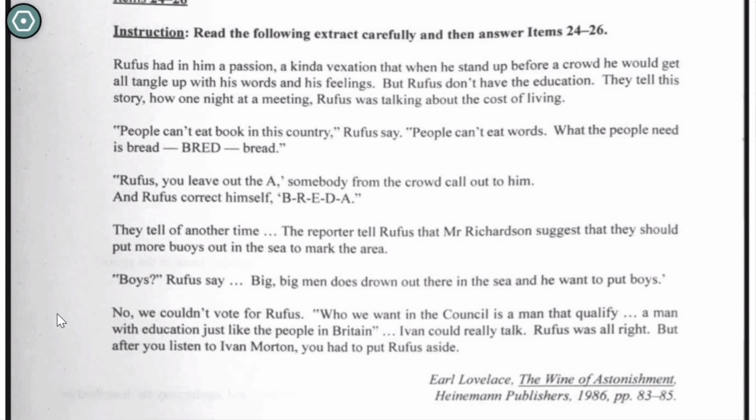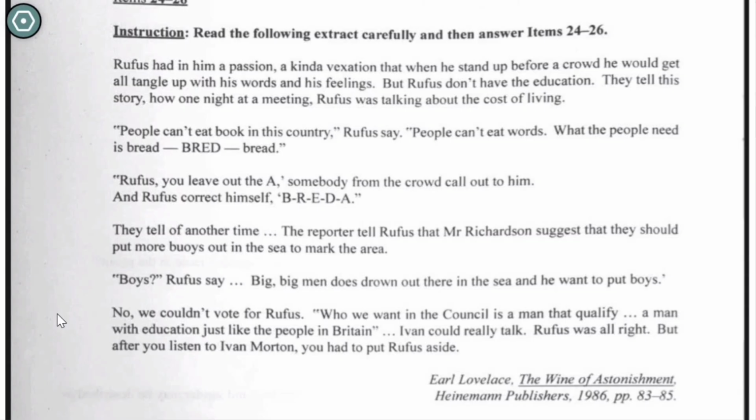They tell this story how one night at a meeting, Rufus was talking about the cost of living. People can't eat book in this country, Rufus said. People can't eat words. What the people need is bread, B-R-E-D, bread. Rufus, you leave out the A, somebody from the crowd called out to him, and Rufus corrected himself, B-R-E-D-A.